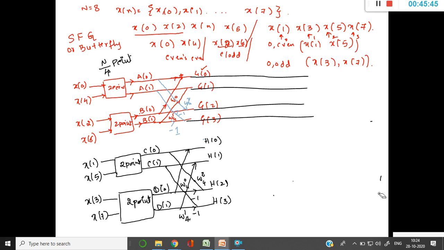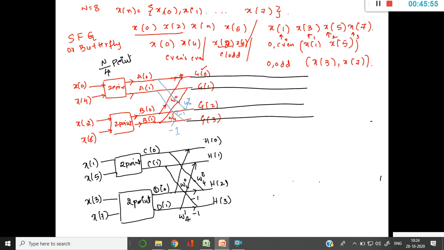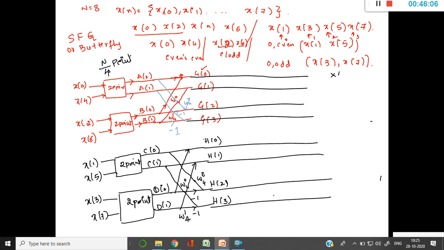Okay, the last stage here. We are almost at the end. Now I need to calculate the final x of k. So how do you calculate it? Let me continue. Now here it is x of 0. How do you calculate x of 0? G of 0 plus h of 0 into, so here it was 4-point, now it will be 8-point, W8 to the power of 0.